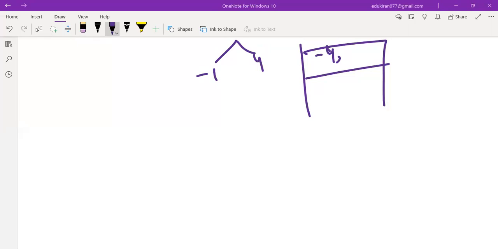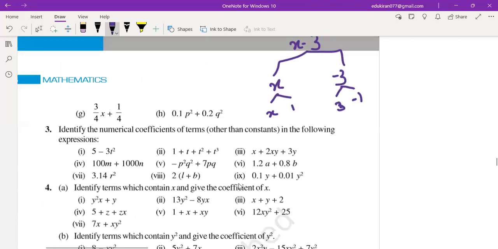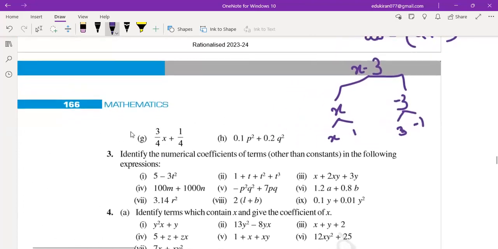We didn't, okay, you people didn't. Ma'am, I did the G and H. Okay, so those who have not done, quickly do it, then we will move. Okay, ma'am. We also have to do the third one. No need to do it. I'll tell you.